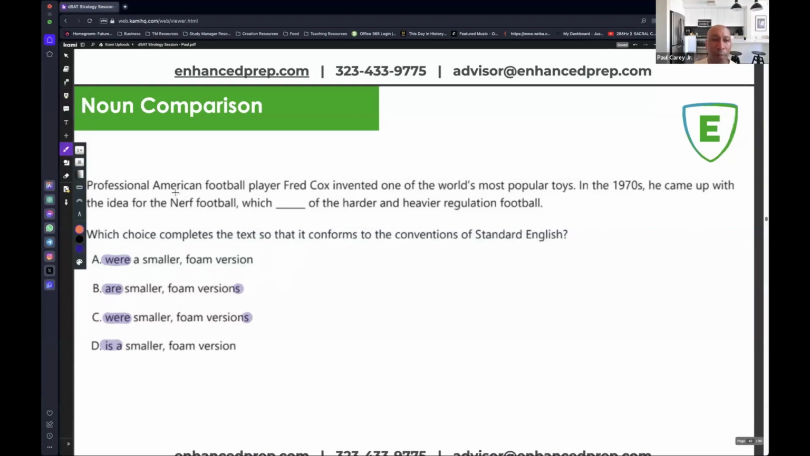So let's check out the question now and see which one we would go with. Okay. Professional American football player Fred Cox invented one of the world's most popular toys. In the 1970s, he came up with the idea for a Nerf football, which... Well, now we're talking about what our subject is. Our subject is the Nerf football. So is this singular or is this plural? Well, in this case, this is going to be singular.